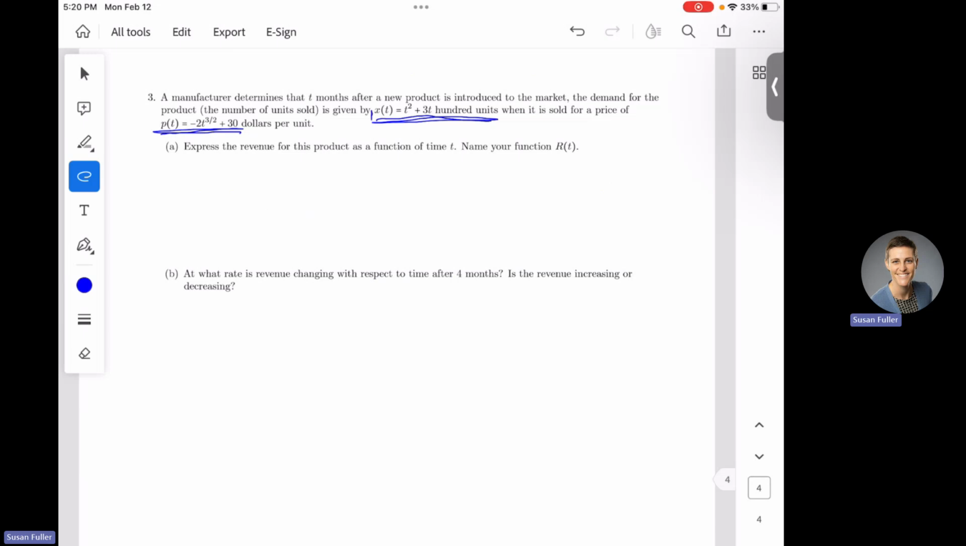I just like to do a quick input-output check here. So x of t is, what's going into this? t is my input. t is months. So I put in time in months, and what I get out is x of t, which is the number of units sold. So I put months in, I get units out.